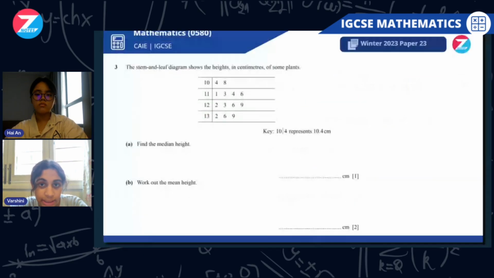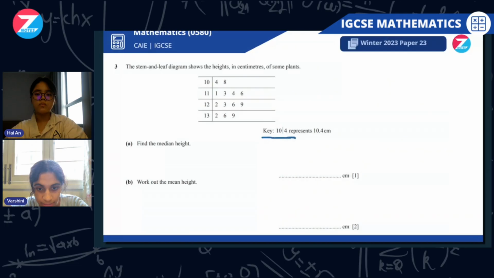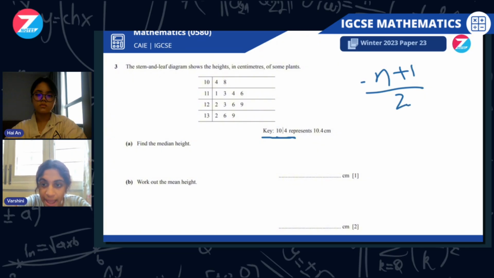Question 3. The stem and leaf diagram shows the heights in centimeters of some plants, and they've given us the key: 10 dash 4 represents 10.4 centimeters. In part A, they've asked us to find the median height. To find the position of the median, we know it's n plus 1 over 2, where n is the total number of heights that we have. So how many heights do we have?